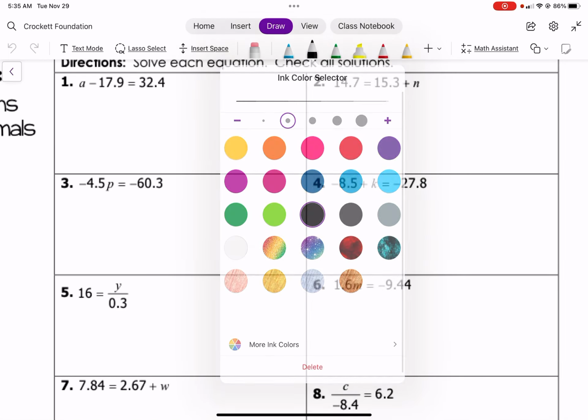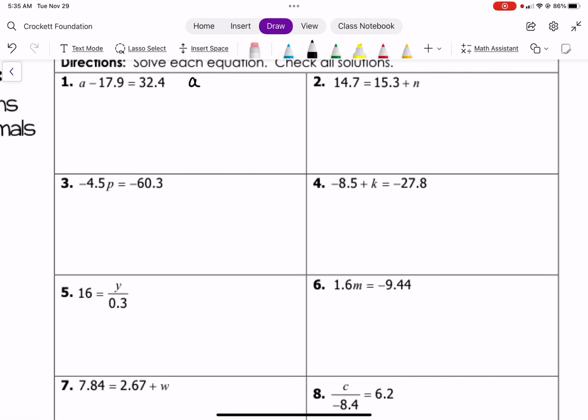So first thing I want to do, I always like to rewrite my problems. So a minus 17.9 equals 32.4. Okay, I like to draw a line down the middle. Now we want to get the variable by itself. The 17.9 is on the same side with the a, and since it's negative 17.9, we want to add 17.9 to both sides.